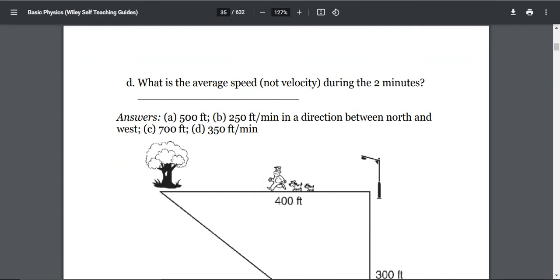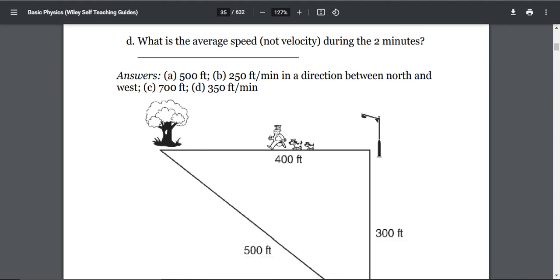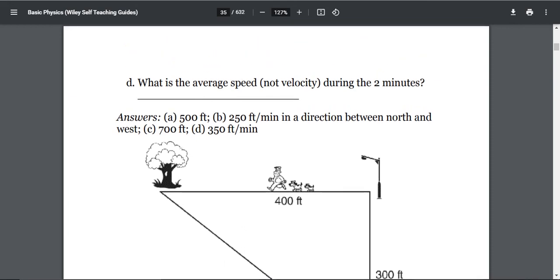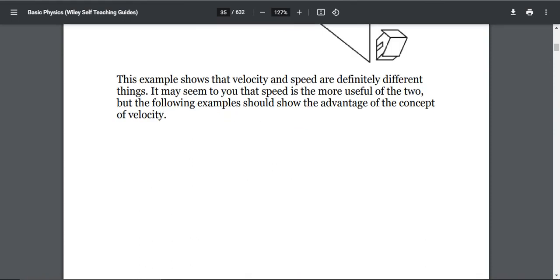The examples show that velocity and speed are definitely different things. It may seem to you that speed is the more useful of the two, but the following examples show the advantage of the concept of velocity. Now that you have learned what velocity and speed are, what is the difference between speed and velocity?